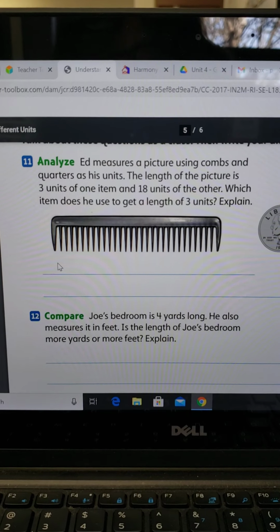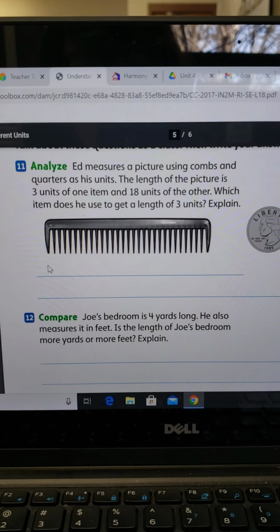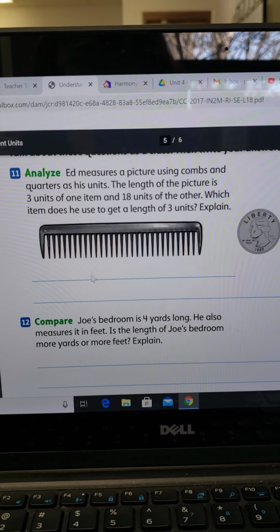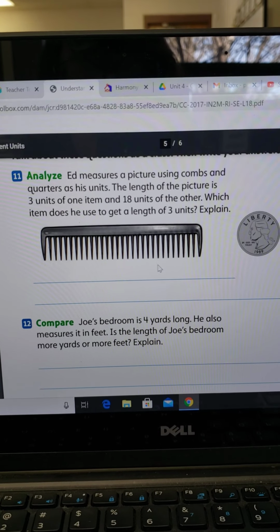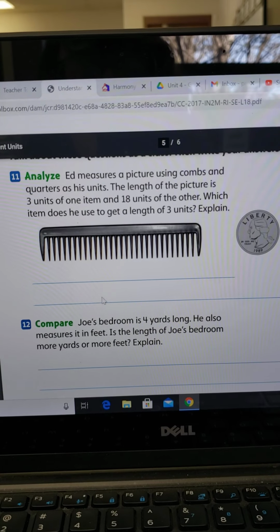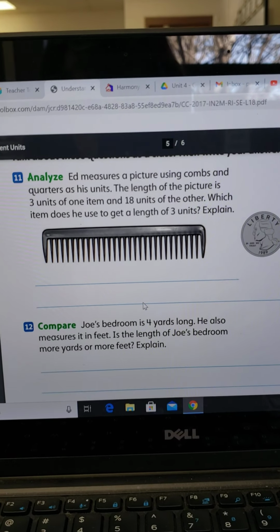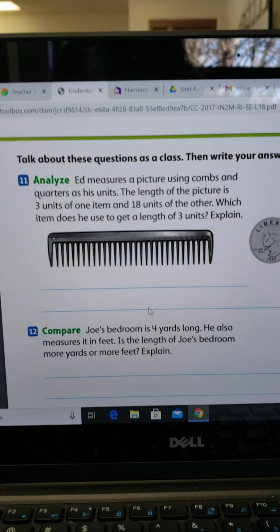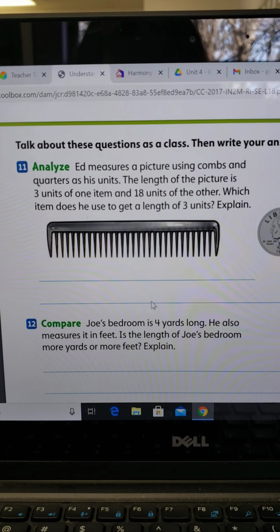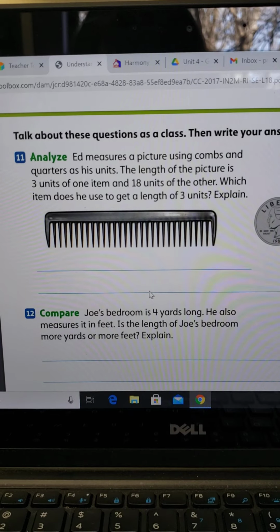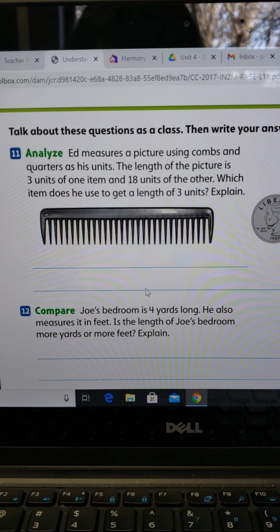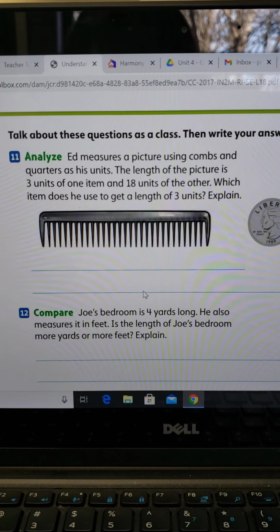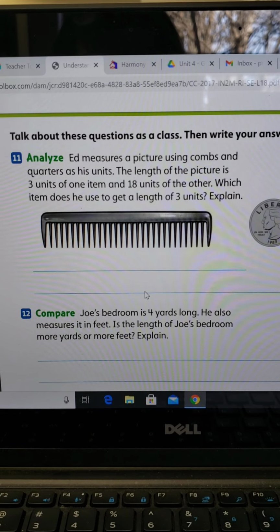So we're going to write, Ed would use the comb because it's longer. That's going to be a sentence, so make sure you start with a capital letter and end with a period. If you need to pause the video right now so you can write that sentence, then you can. Don't forget, you can always rewind or go back a little bit.